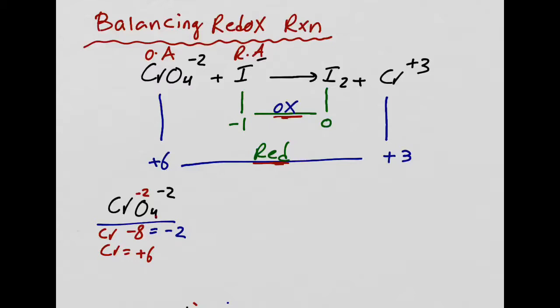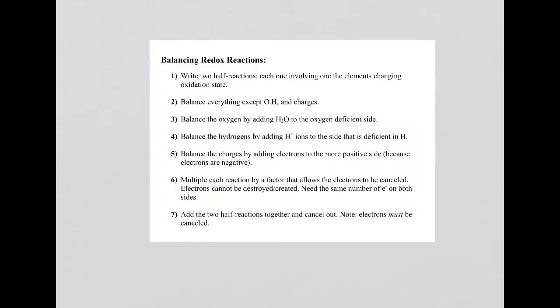I emailed you guys a handout. Take out that handout so you don't have to write as much. Here's a handout, okay? So we're going to balance redox reactions. What I want you to do is rewrite the question that I just gave you, which was CrO4 -2 plus I- goes to I2 plus Cr+3. So write that one down first.